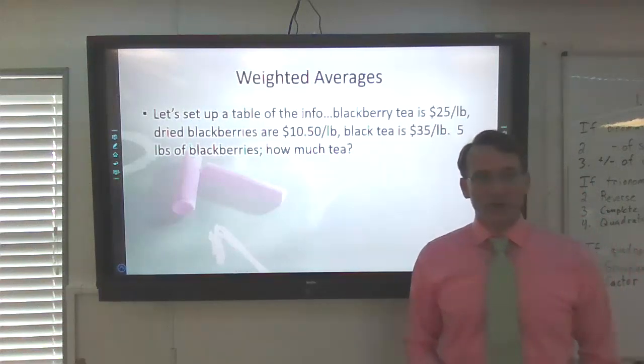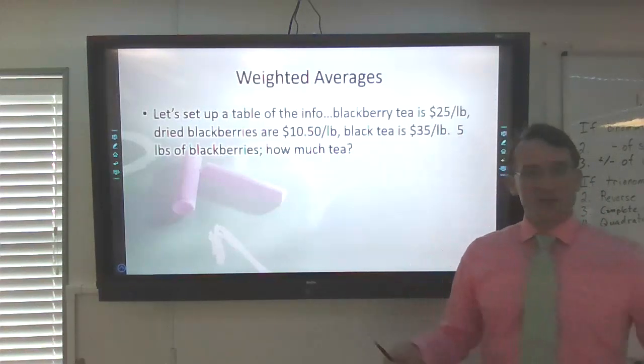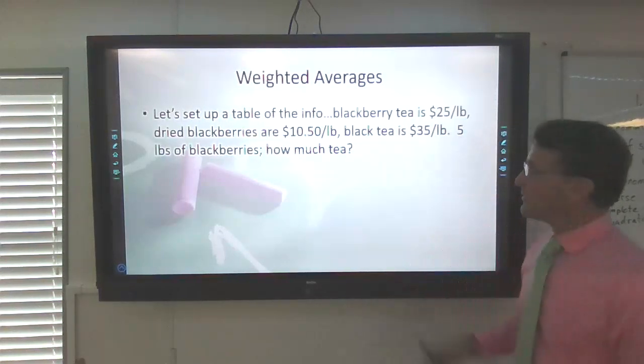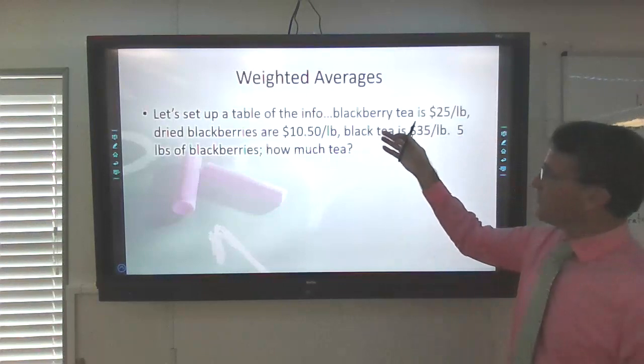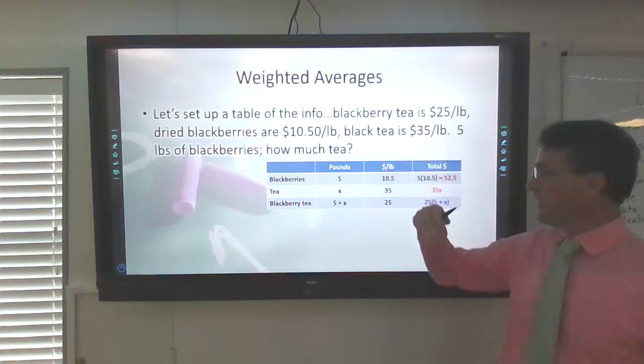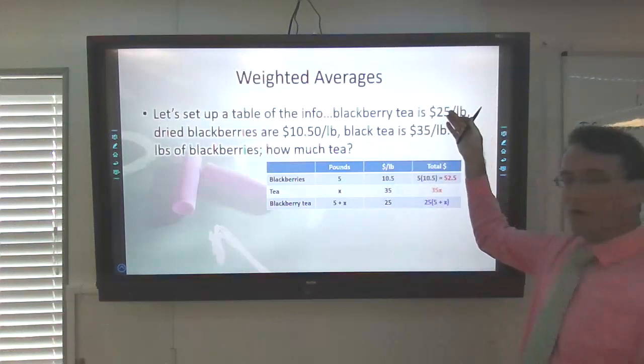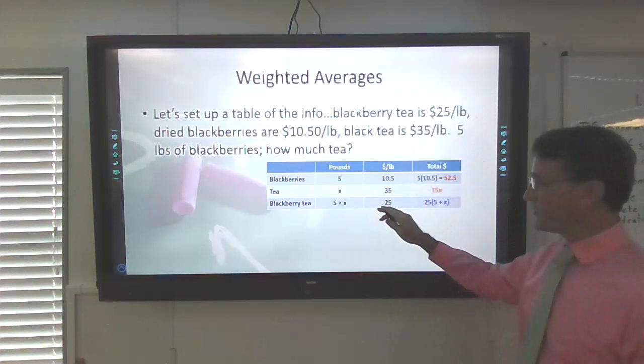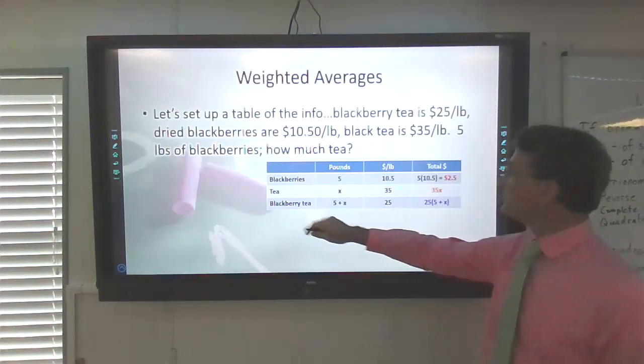This one's a little bit more difficult. Let's go through the process of how I would set up a table. I've got some information here. I've got blackberry tea that I'm trying to make, and I'm going to sell it for $25 a pound. So right here I have the $25 a pound for blackberry tea.